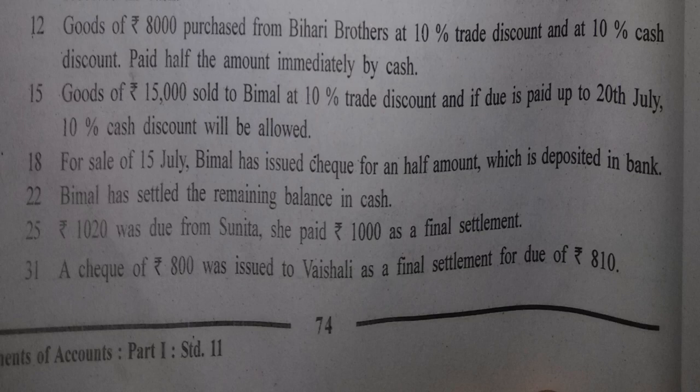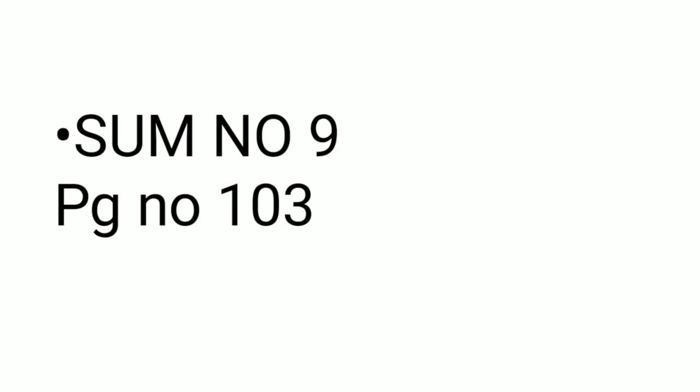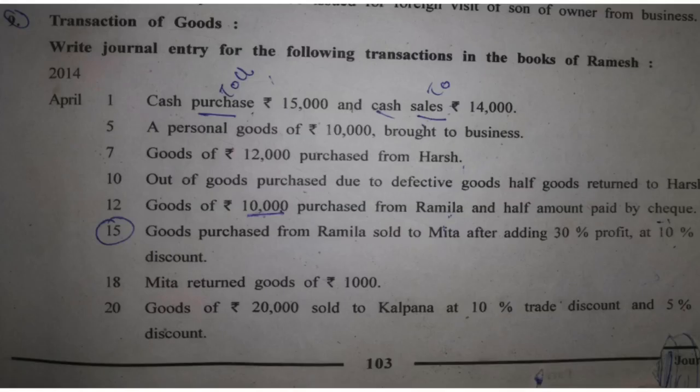And now we'll continue with the sum from the exercise that I mentioned in the very beginning of this lecture. So sum number 9 given on page number 103 in your textbook from exercise. So this is again about the transaction of goods. It is similar to the illustration we have done. It is about trade discount and cash discount. All right, so let us begin.